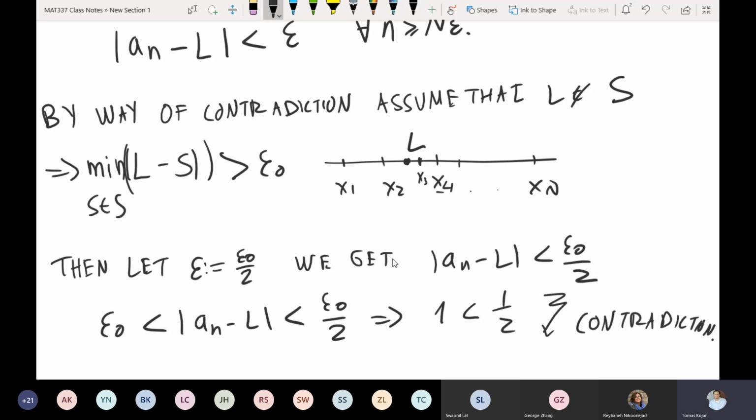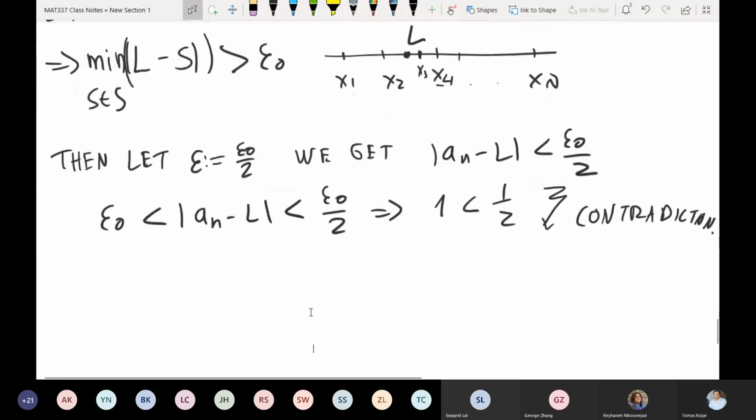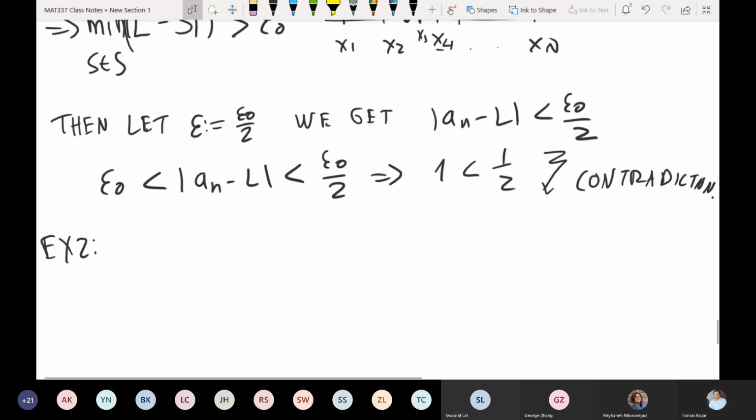Any questions? No? All right. Does this work? Fine. Okay. Second example. What is the epsilon naught? Okay, good.